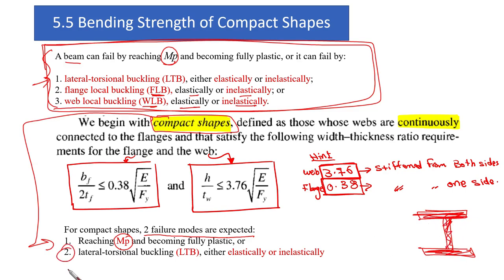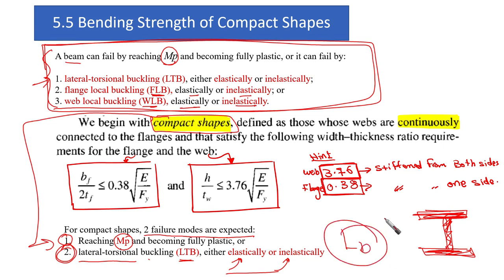Or number two, lateral torsional buckling, either elastic or inelastic. So we are going to have these two different failure modes that might occur. What is the main factor for controlling this? You're going to find that in the next slides, where I'm going to talk about Lb, the unbraced length, and how we can check whether the failure mode of the beam is going to be reaching Mp or lateral torsional buckling, whether elastically or inelastically.